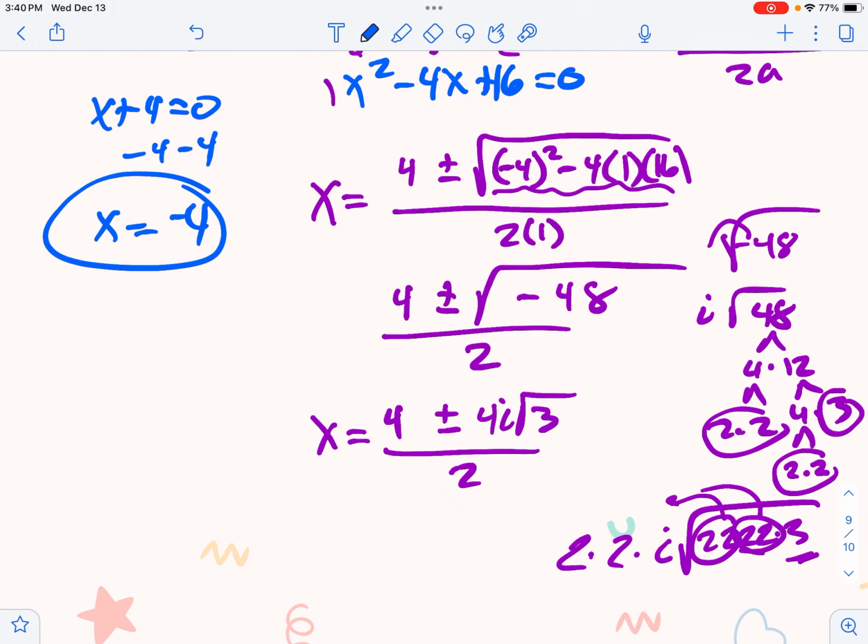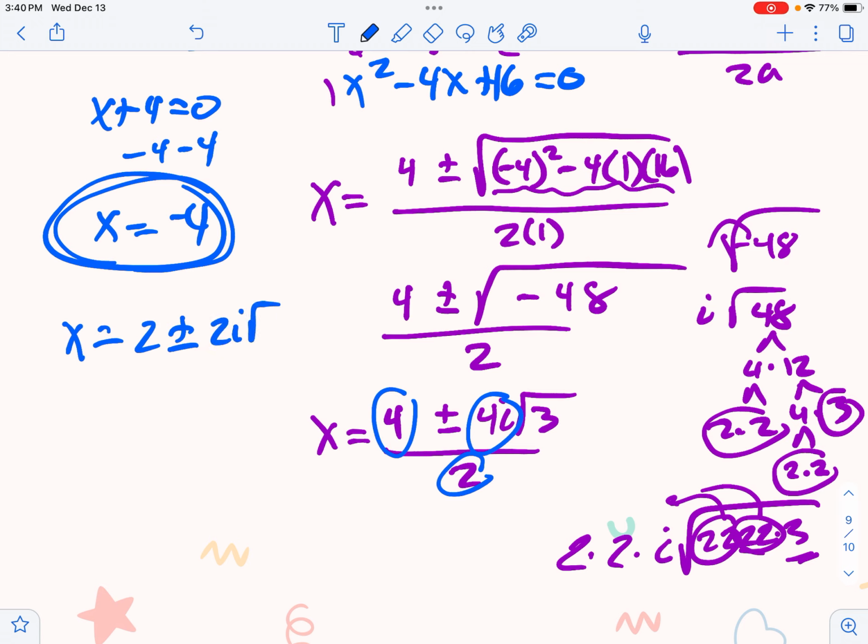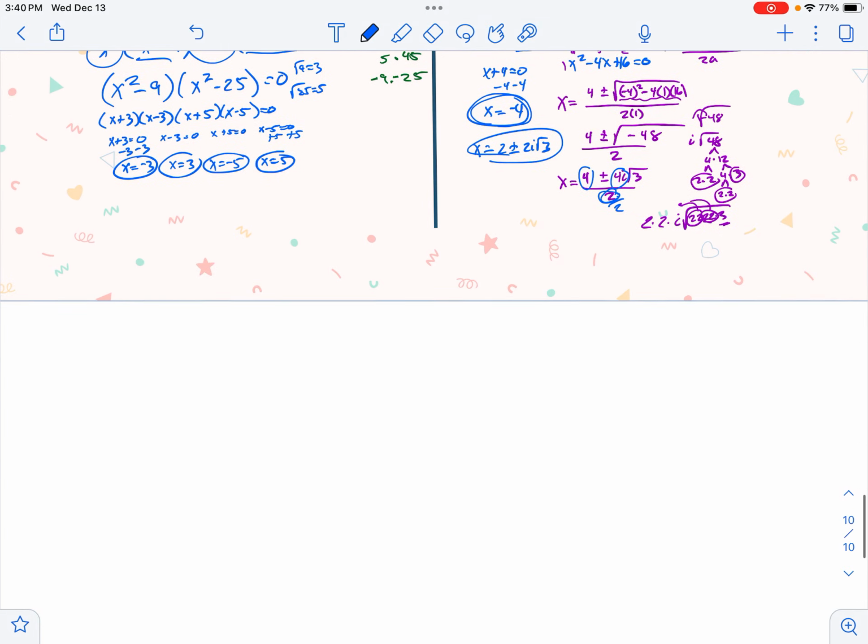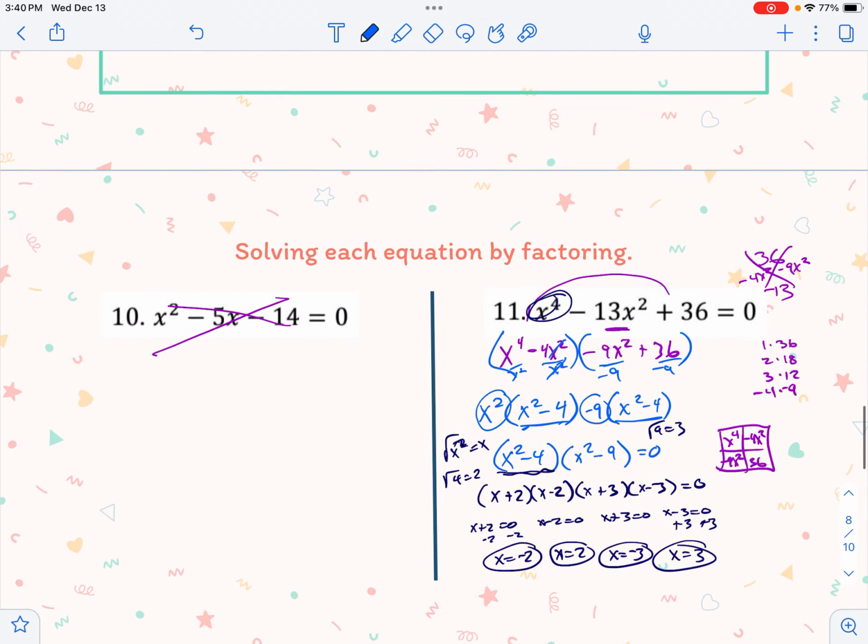Okay. One last thing. Divisible by 2, divisible by 2, divisible by 2. So if I reduce this, x equals negative 4 and x equals 2 plus or minus 4i divided by 2 is 2i, square root of 3. And this 2 divided by 2 is just 1. So these are my other two answers right there. That's it. If you have questions on the worksheet, let me know.